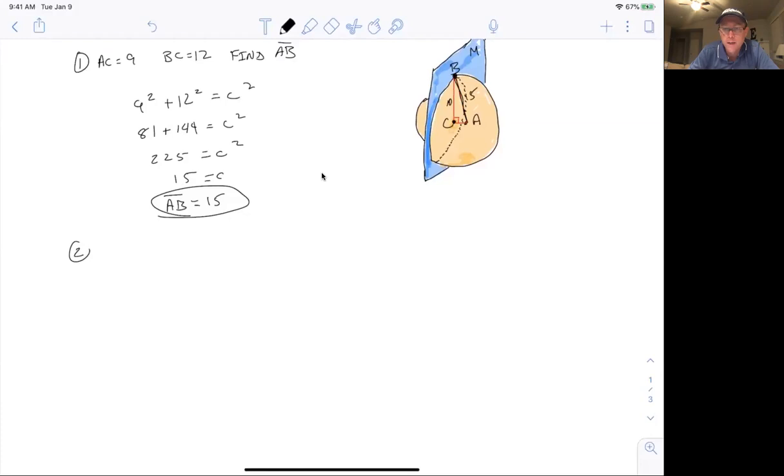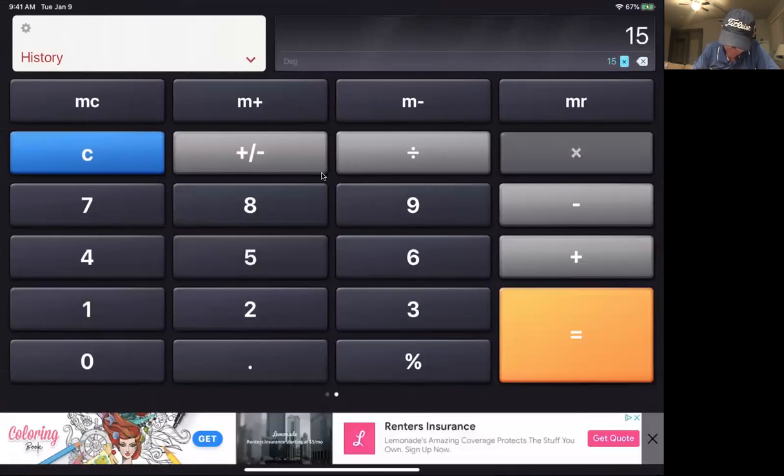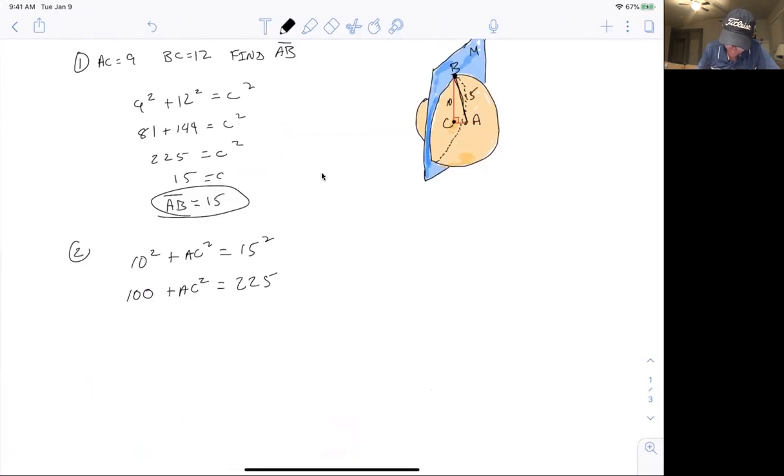So now find AC. Well, again, that's just Pythagorean theorem, just a little bit different. It's just going to be 10 squared plus AC squared equals the hypotenuse AB squared, so 15 squared. So let's do this out real fast. See what we get. 15 squared, 225. I just did that. I should have known that.